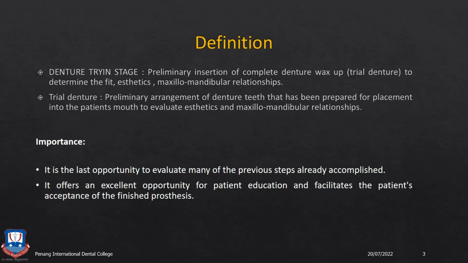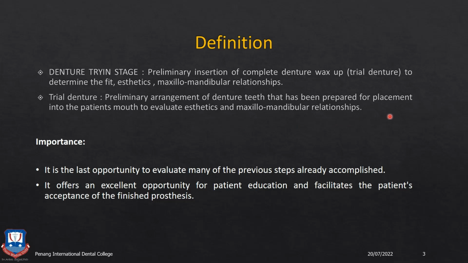Denture try-in is the preliminary insertion of the complete denture wax-up to determine the fit, aesthetics and maxillomandibular relationship. A trial denture is a preliminary alignment of denture teeth that has been prepared for placement into the patient's mouth to evaluate the aesthetics and the maxillomandibular relationship.